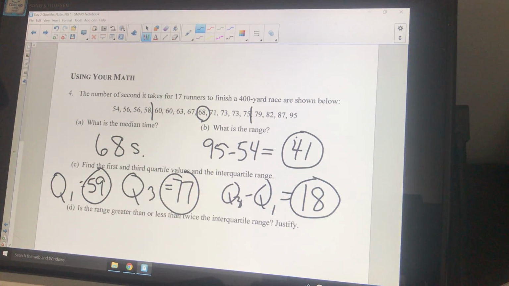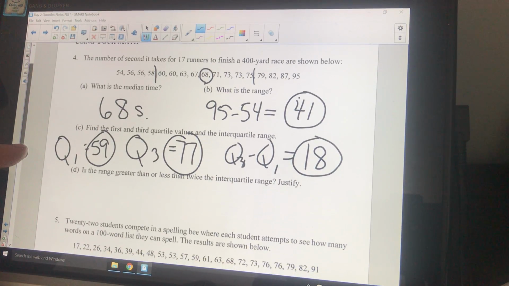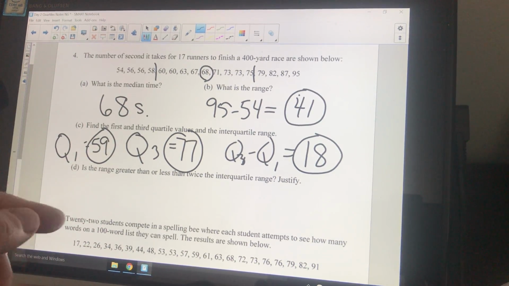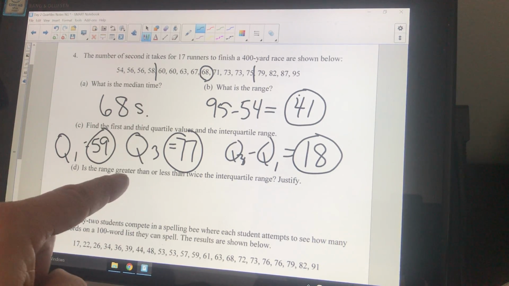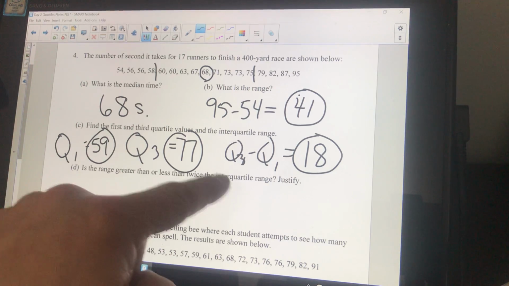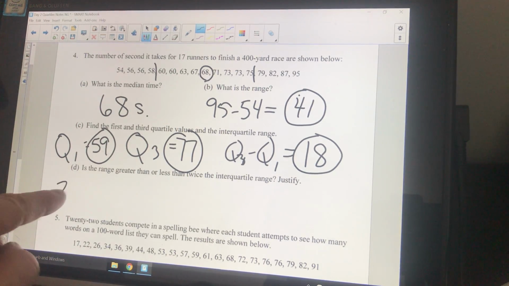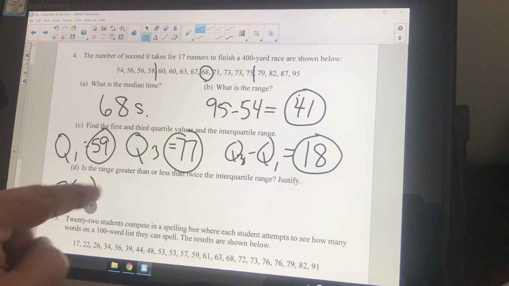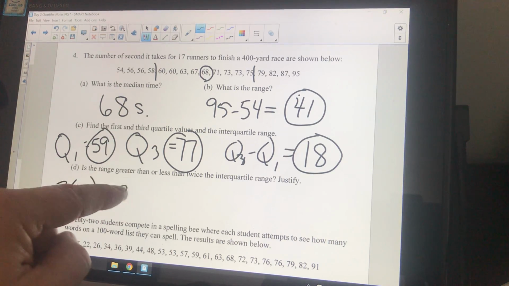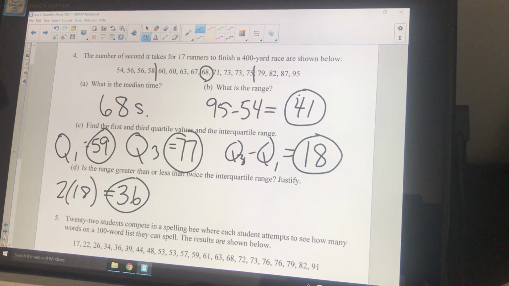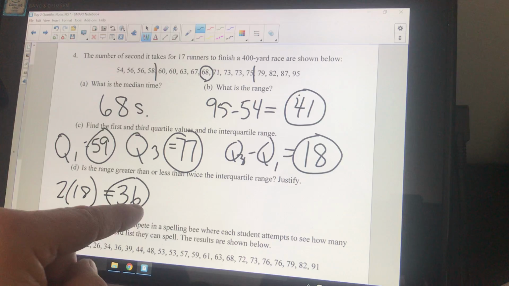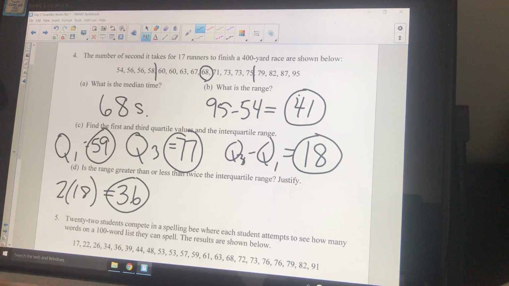Okay? What do you think, guys? I hope so. I hope this is good. This isn't too much math other than counting, dividing into 2s. Okay, not a big deal. Is the range greater or less than twice the interquartile range? Okay, 2 times 18 is 36. Okay, so is the range greater than or less than 2 times the interquartile range?